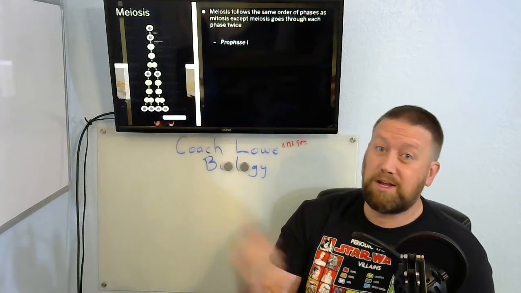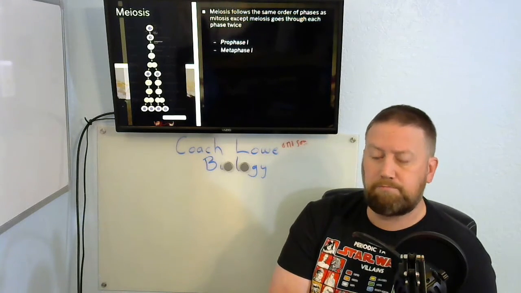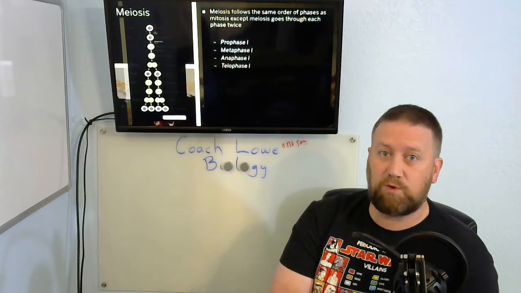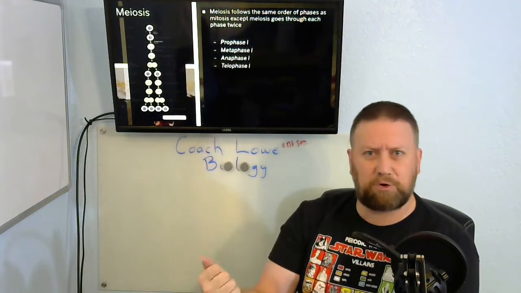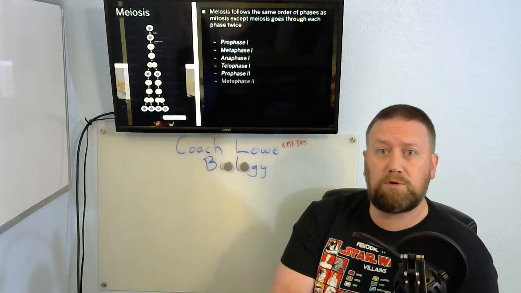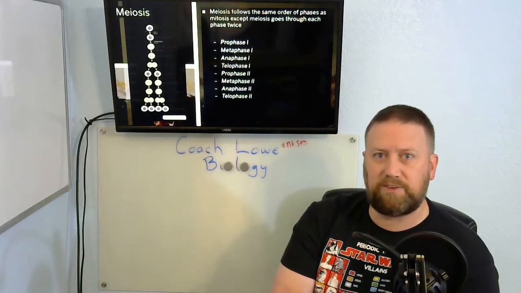So here with meiosis, we have prophase 1, metaphase 1, anaphase 1, telophase 1. Then the cell splits. We have cytokinesis, and then we have prophase 2, metaphase 2, anaphase 2, and telophase 2.